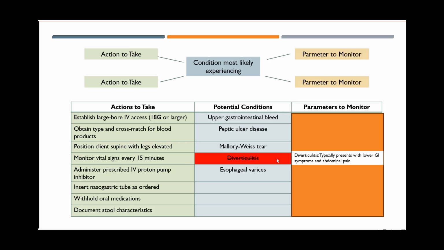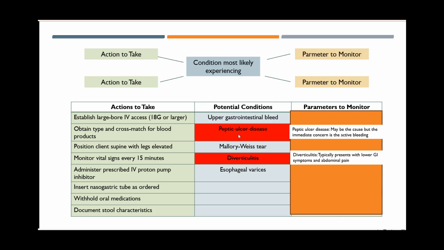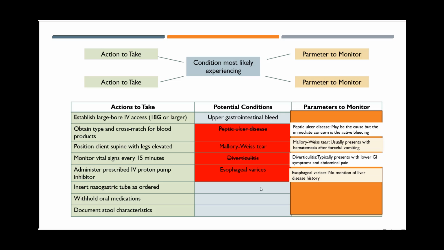So the first one is diverticulitis. I'm going to rule out diverticulitis because this usually presents with low GI symptoms and abdominal pain. We didn't have any of that in our scenario. Peptic ulcer disease I'm going to rule out because this may be the cause, but it's not an immediate concern. The immediate concern is the active bleeding. Mallory-Weiss tear. Well, this usually presents with bloody vomiting after forceful vomiting. Esophageal varices. This is a big one you'll see in the ER a lot, but there's no mention of liver disease history. So this is the one that's left.